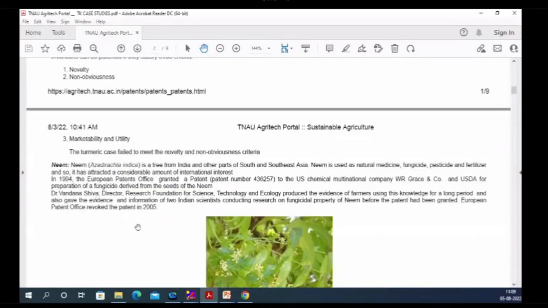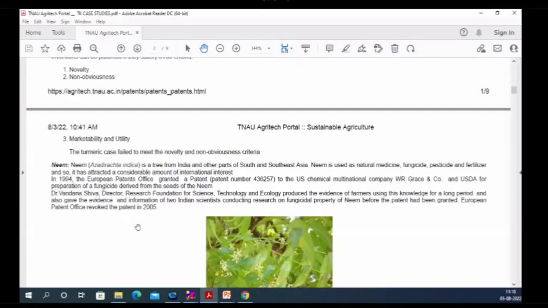Neem is a tree from India and other parts of Southern Asia. We all know that neem is used as a natural medicine, as a fungicide, as a pesticide, or as a fertilizer kind of thing. So what happened in 1994? The European Patent Office granted a patent to the US chemical multinational company W.R. Grace and Co. and USDA for preparation of a fungicide derived from the seeds of the neem.